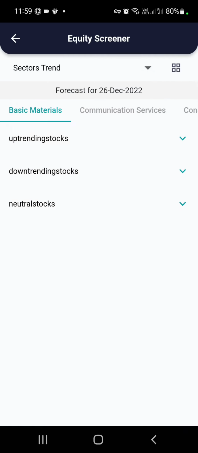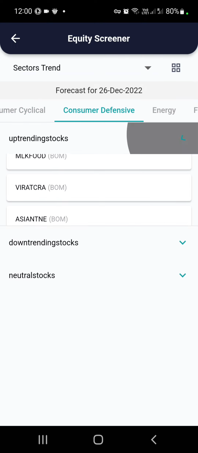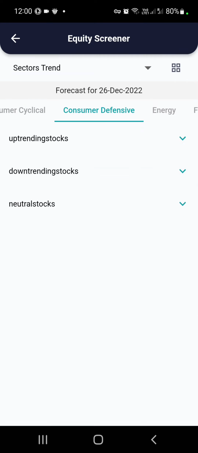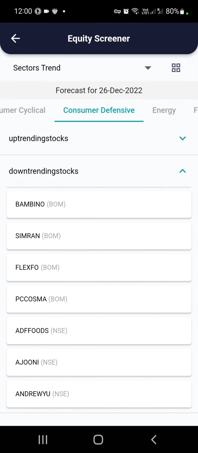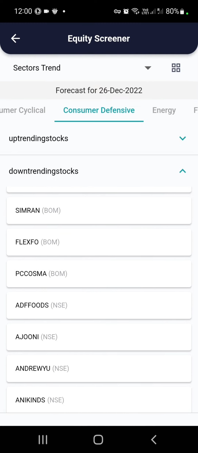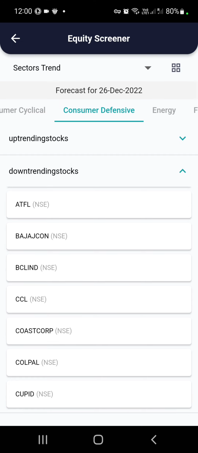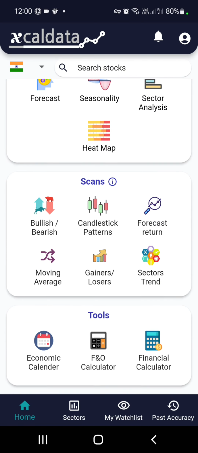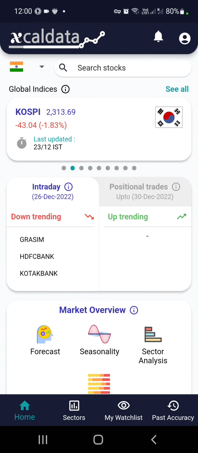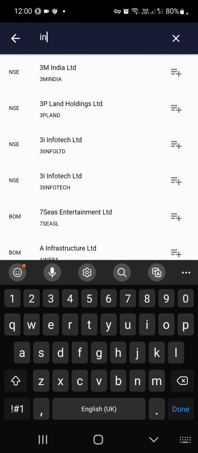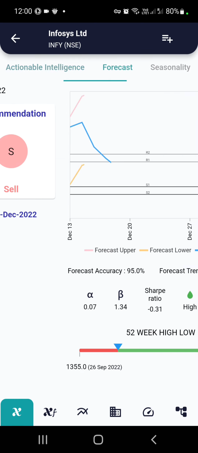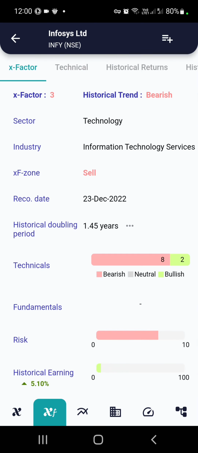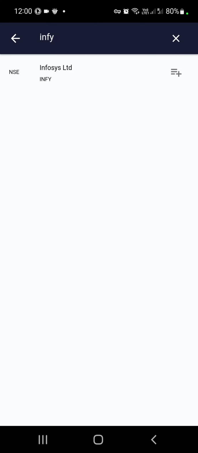There we show you the sectoral trends. Each sector is shown here, and you see the uptrending or downtrending stocks and the neutral stocks. From here you can figure out why each of these stocks are listed here, and the stock and the exchange is shown here. So that's one of the key features. You can search for any stock, let's say Infy for example, and you can go through the views in detail as you see fit.